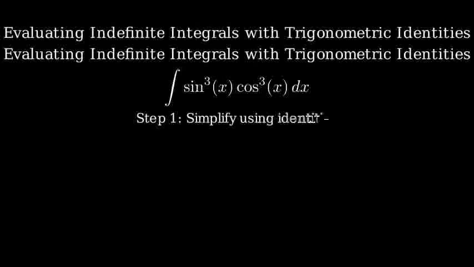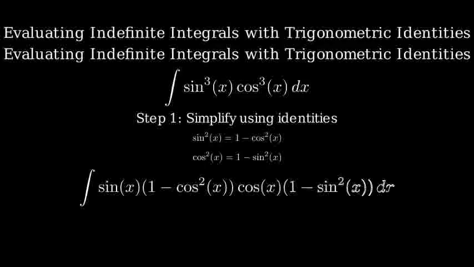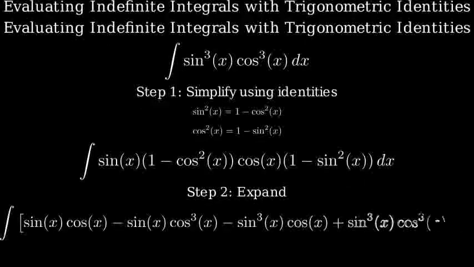In step 2, expand the product of the expressions under the integral. This will result in an expression with multiple terms: sine of x times cosine of x, minus sine of x cosine cubed of x, minus sine cubed of x cosine of x, plus sine cubed of x cosine cubed of x. Notice the complexity of terms within the integral.